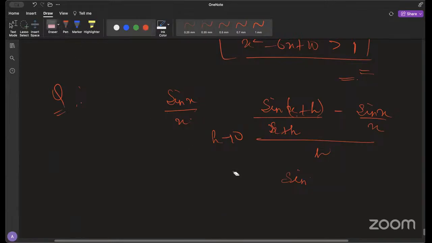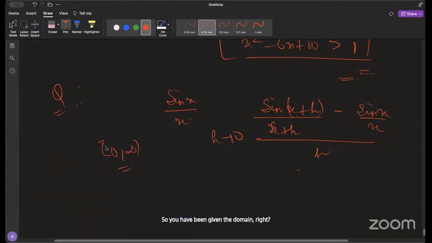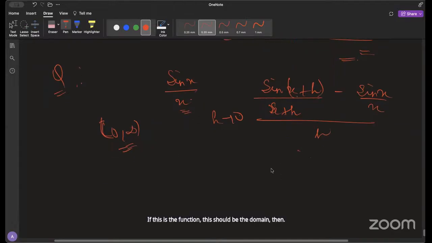What's the domain of this function? Ma'am, it is not given, we are just given sin x by x and we have to check differentiability. It can't be greater than or equal to 0, because you can't substitute a 0 here. So if this is the function, this should be the domain then.